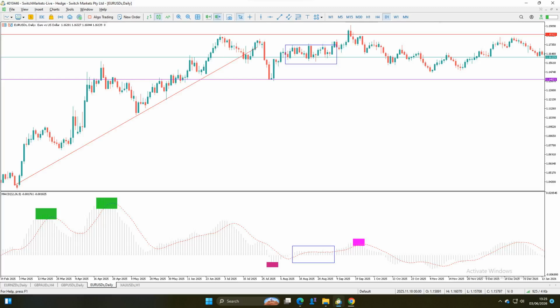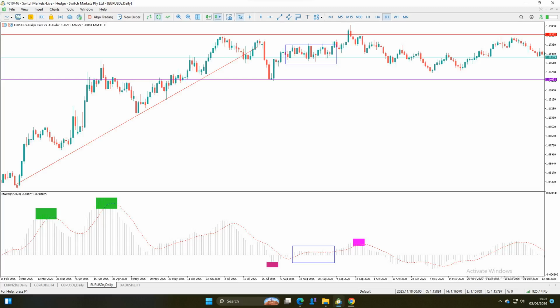Notice something important. The MACD isn't just telling us direction. It's telling us the quality of the market. It's helping us distinguish between strength and weakness, between momentum and noise, between opportunity and risk. A simple rule you can use today. Before taking any trade, ask yourself one question. Is MACD expanding or shrinking?